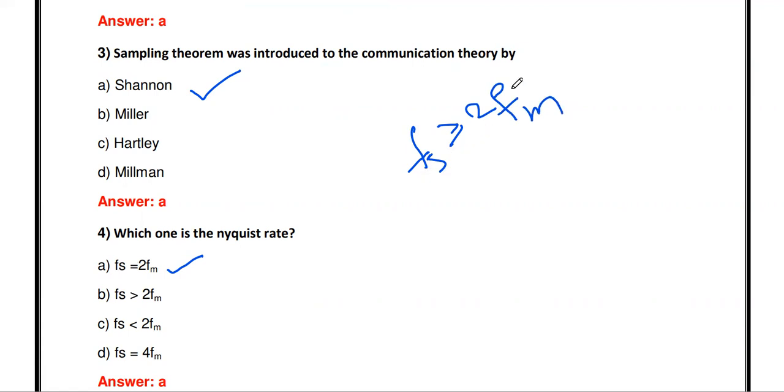So the minimum sampling frequency. In this condition, which one is the minimum sampling frequency? Fs is equal to 2 Fm. So Fs equal to 2 Fm, the minimum sampling frequency or sampling rate, is called the Nyquist rate. Okay, so this is the condition.